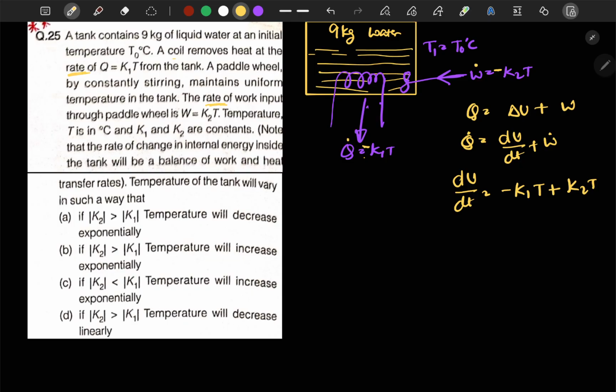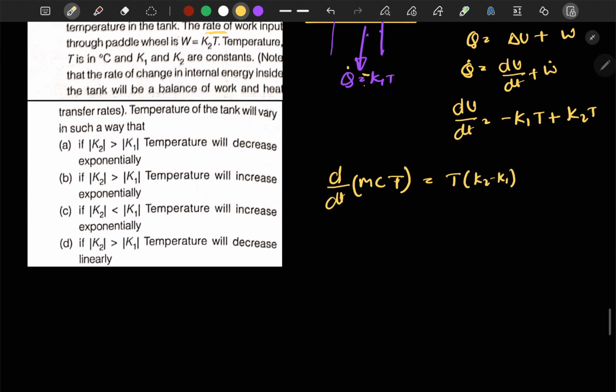Oh, why should I integrate it? So we can write du as mc dT, we can write u as mcT, and so I can write this as T into (k2 minus k1). So from here I can write it as mc dT by dt is equal to T times (k2 minus k1).